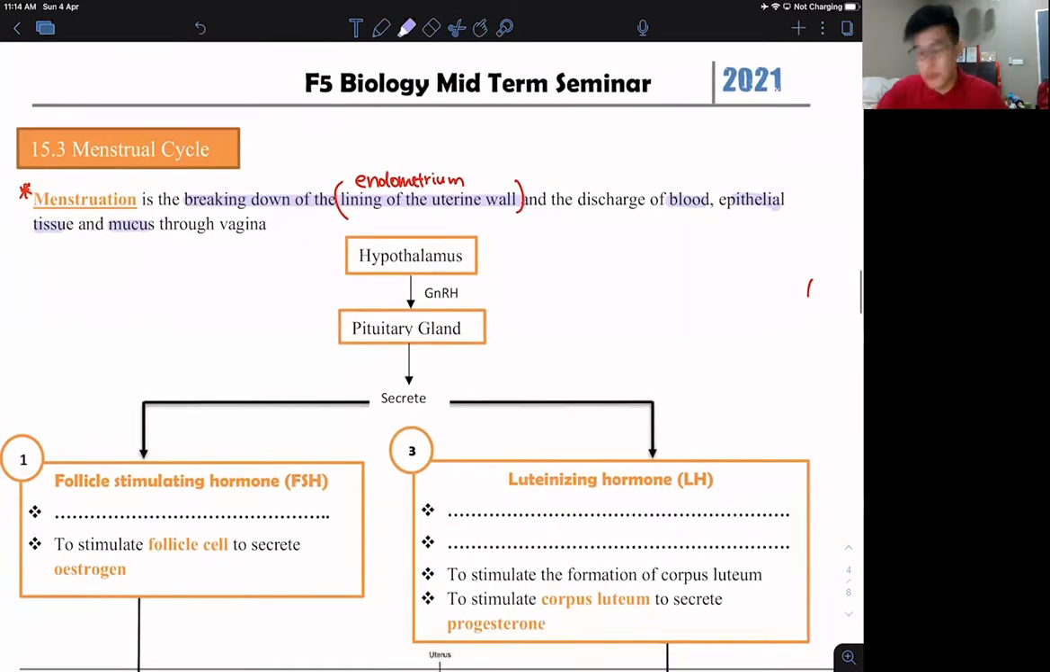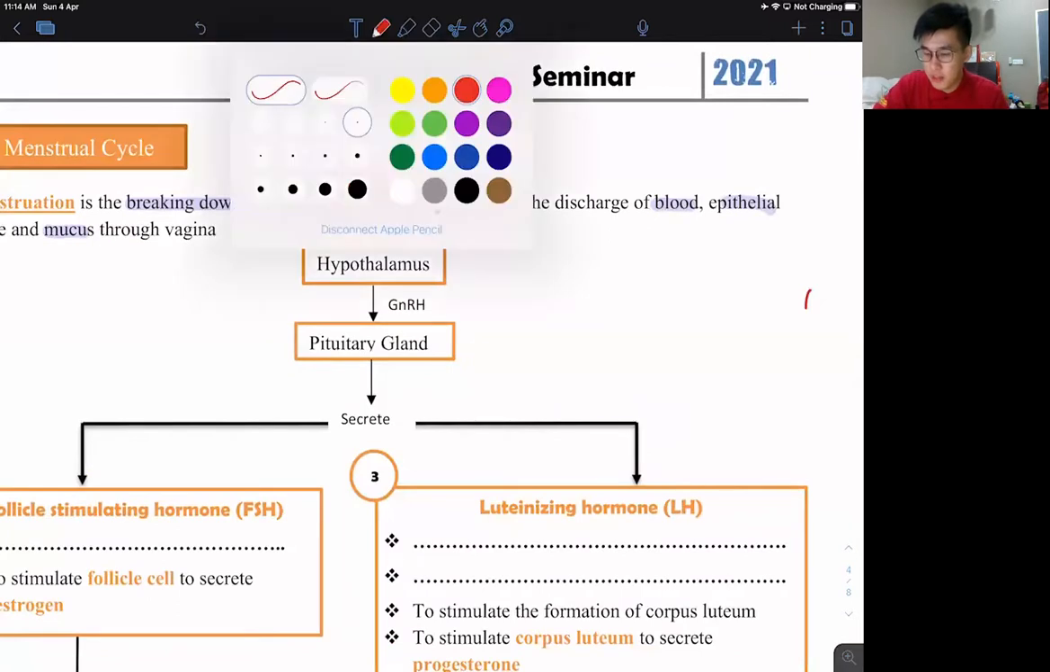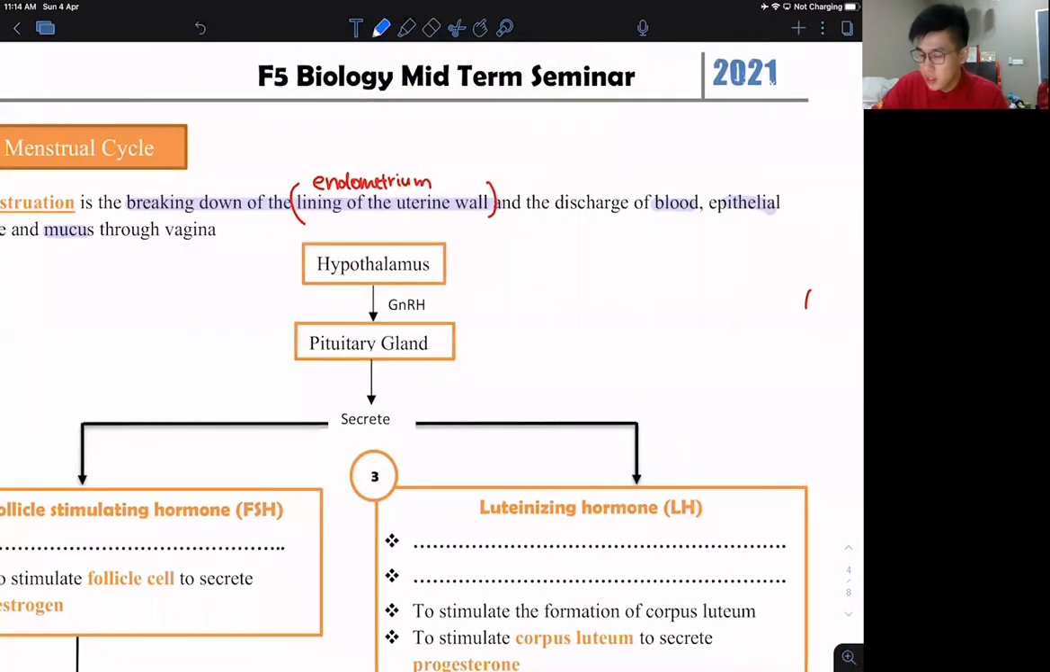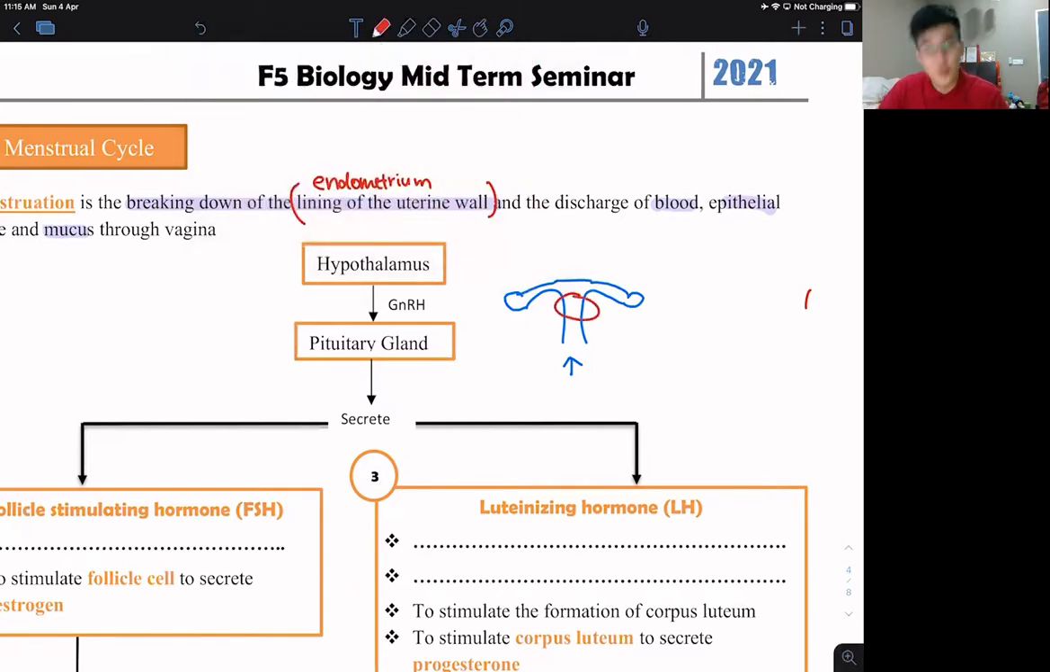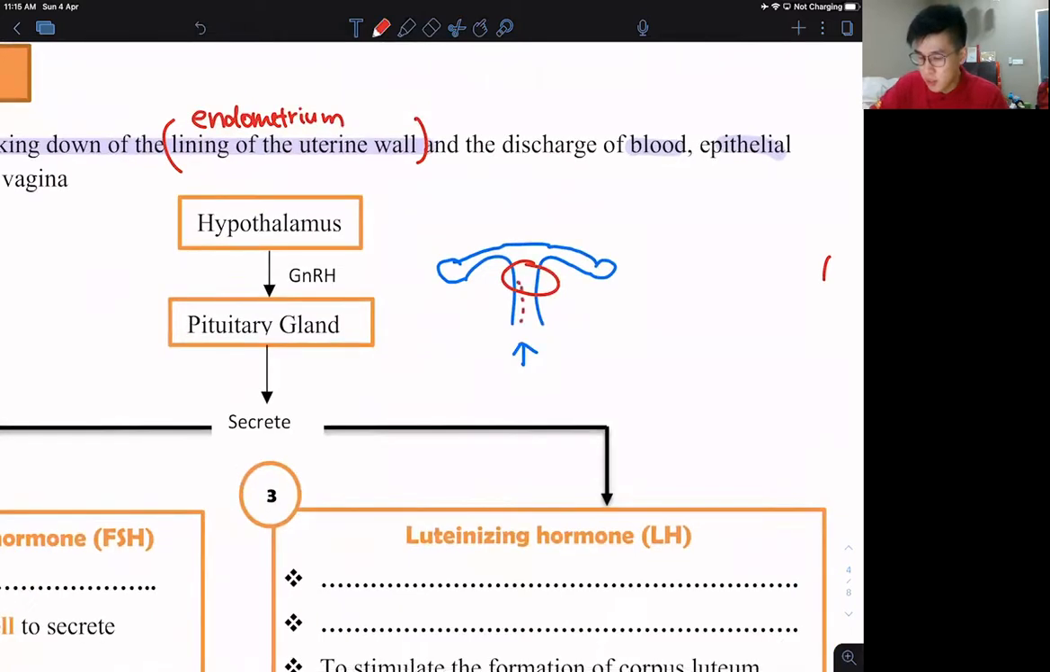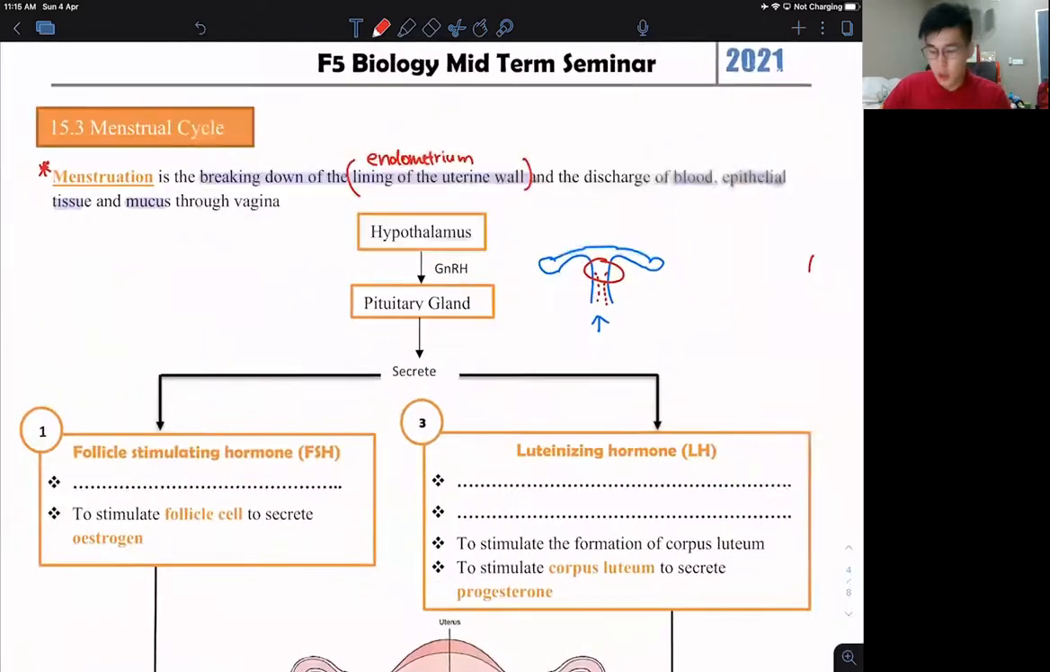If you don't know what the endometrium is, now I'm just going to draw you a very simple structure here. So the girl's reproductive system is something like this. Here is the vagina over here. Then here is the ovary at the side. And you have the fallopian tube. The endometrium is basically this part over here. So during menstruation, this part is going to break down. Now, why does it break down? We're going to go through that also.